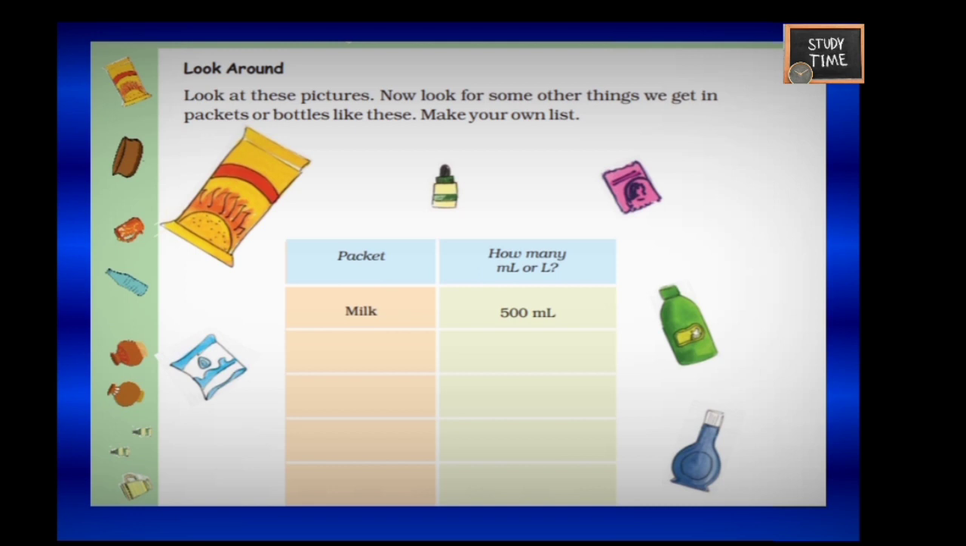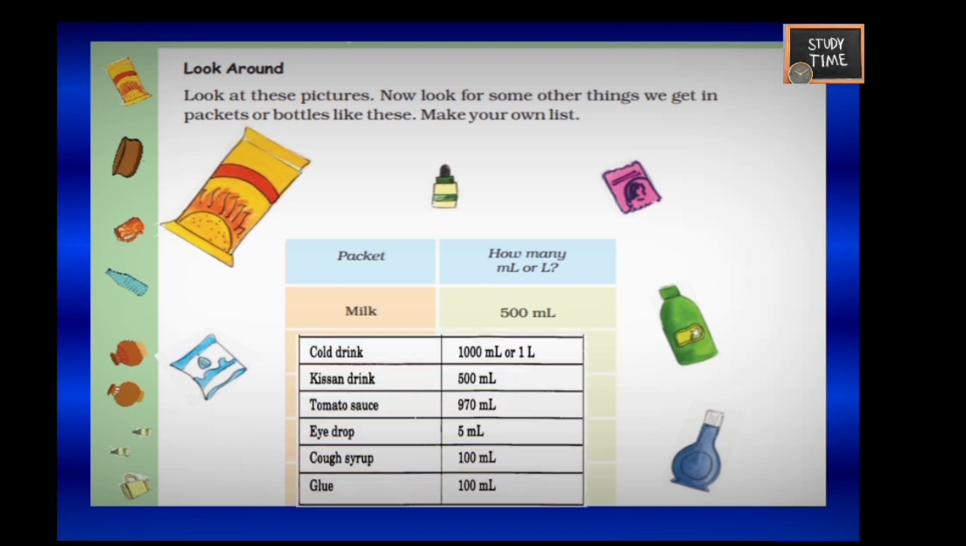Milk. So it is 500 milliliter. Cold drink. It can be 1000 ml or 1 liter. Kisan drink. It is 500 milliliter. Tomato sauce, 970 or you can write 800 milliliter or 500 milliliter, depends. Eye drop 5 ml. Cough syrup, it would be 100 ml. Glue 100 ml. So you can try different things and you can write the measurement.